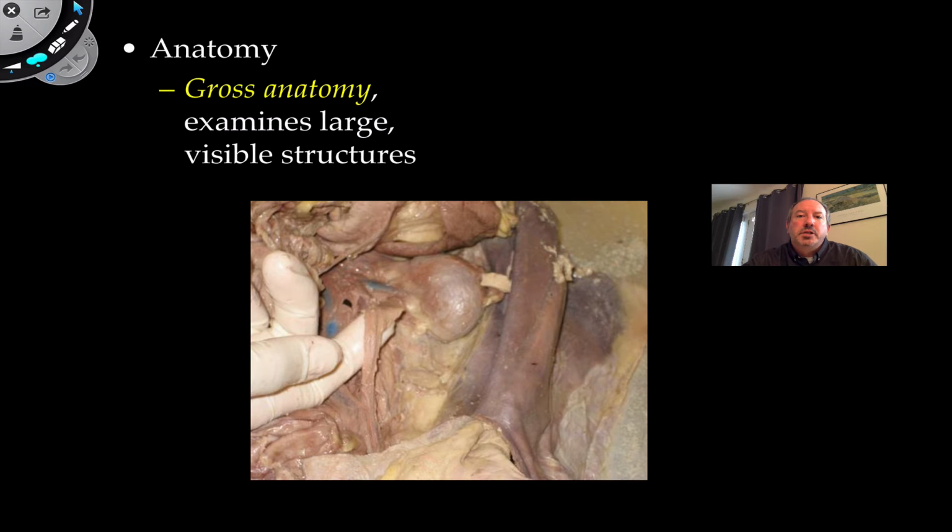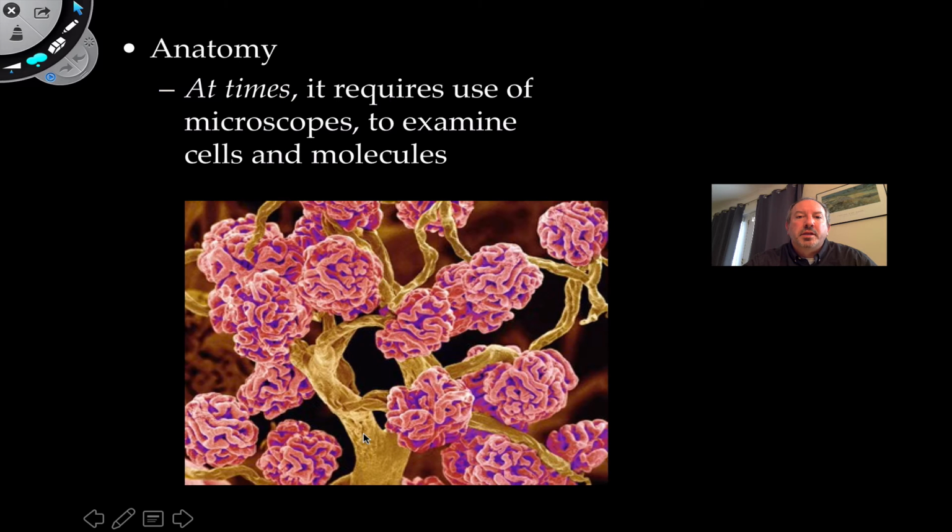And so anatomy, as I mentioned before, could be gross anatomy, not like disgusting, but meaning very large, visible structures. I don't know if you recognize this, but you would see it with your eye. This is the kidney, and your kidney forms urine, which then travels down the ureter to the urinary bladder. So that is gross anatomy.